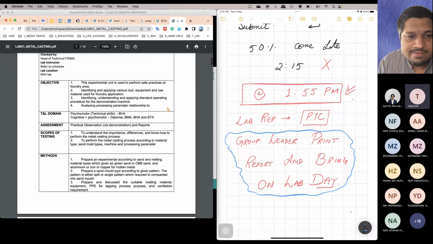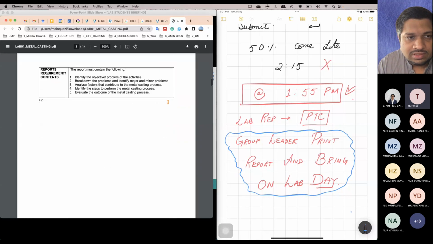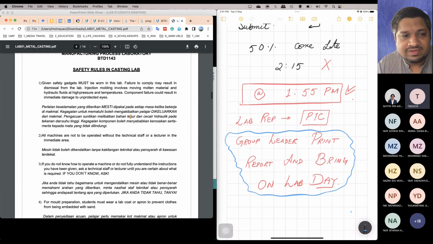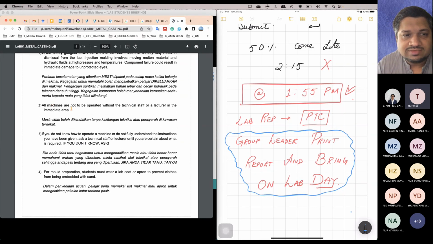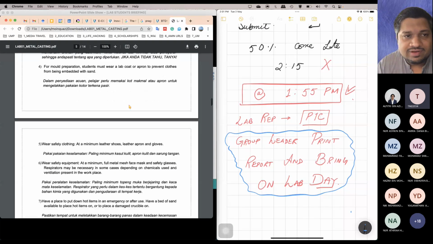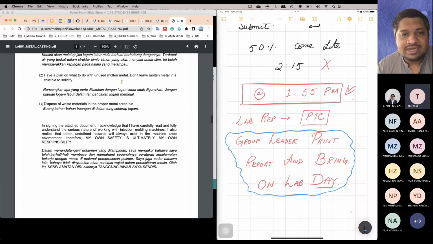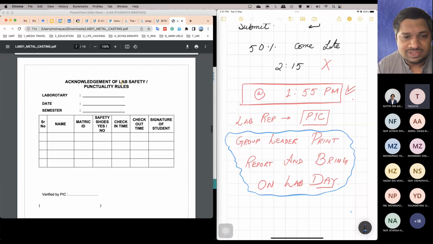So you scroll down. This is safety rules in casting lab manufacturing process. Simple guidelines are given, such as you should operate machines with the help of technical staff only. For more preparation, students should wear the lab coat or apron. We will come to this apron or lab coat later on, to prevent clothes from being embedded with sand. So wear safety shoes. Minimum leather shoes or safety shoes is important. These are the guidelines which all students should read based on their responsibility.